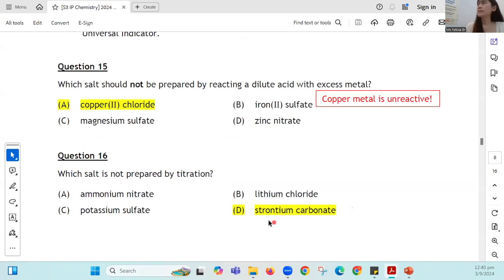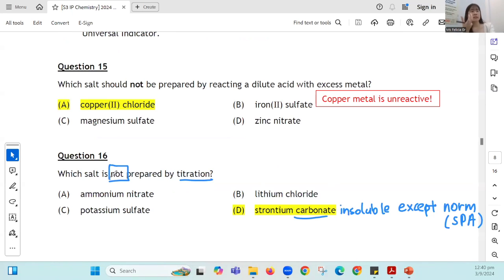Okay, so 16, the answer is not by titration, the answer is strontium carbonate. Why? Because remember, carbonates are always insoluble except the norm, your SPA or SPAN. So that's why in this case, this is insoluble. Then titration cannot be used, because your burette and pipette, and then your end product in the conical flask, are all in liquid form. They are all soluble. That's why it must be soluble. But here it is insoluble. So that's why cannot.